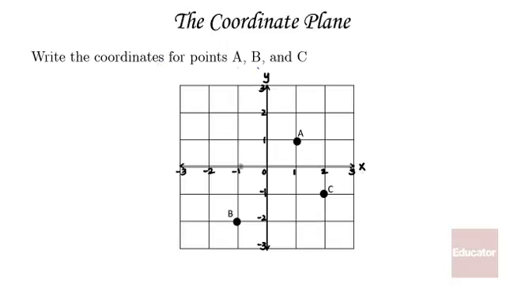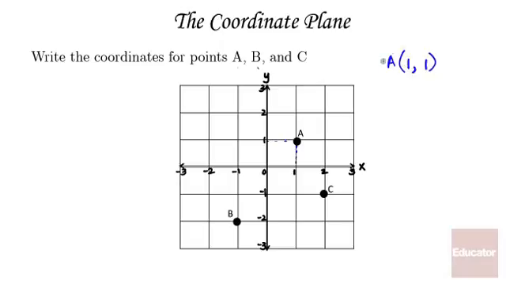So we know that this is the X, right? And that is the Y. Let's start with A. This point right here. What is the X number that makes up this point? 1. What is the Y number? 1. So for A, my X number, the number on my X-axis is 1. The number on the Y-axis is 1. So the ordered pair, or the coordinates, for A is 1, 1.